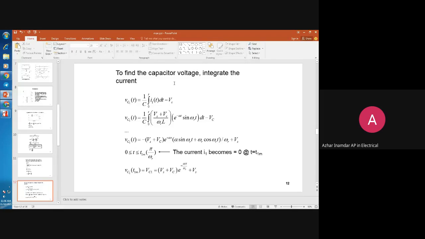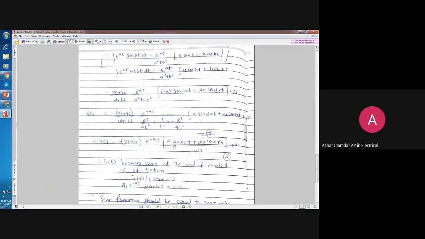To find the capacitor voltage, we have to integrate the current I1 of t. You can see here this Vc1 of t is the capacitor voltage: 1 upon C integration of 0 to t I1 of t dt minus this Vc. After solving this, we are going to have this equation. It is also given here. We have solved this, and lastly we have this equation of Vc1.